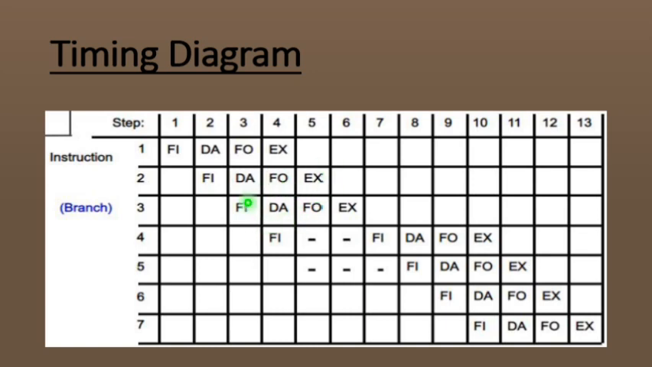But here we cannot fetch instruction 4. We can only fetch instruction 4 after the execution of instruction 3. So execution of instruction 3 completes in the 6th clock pulse. So after the 6th clock pulse, the 4th instruction is fetched. From the 7th clock pulse, the 4th instruction is fetched. Later on, the rest of the operations are performed in the same order after the 7th clock pulse. So all the 7 instructions are fetched, decoded, and finally executed at the 13th clock pulse.